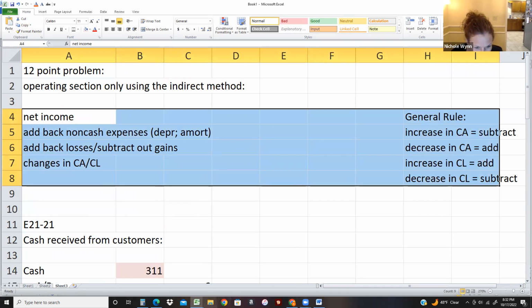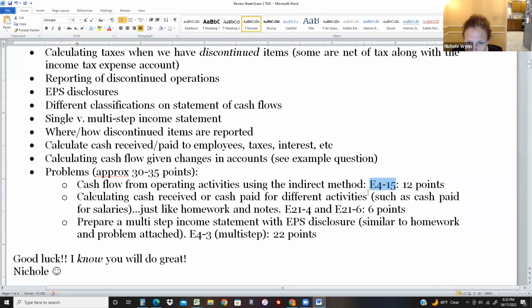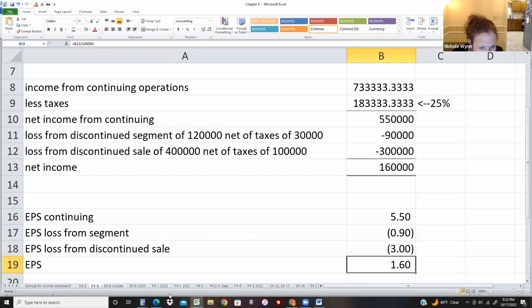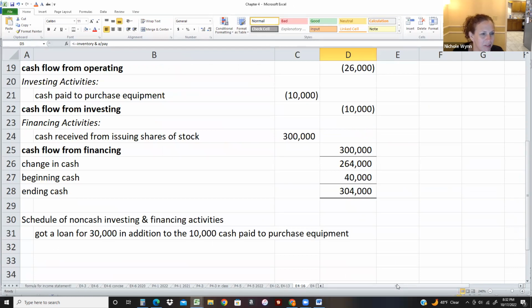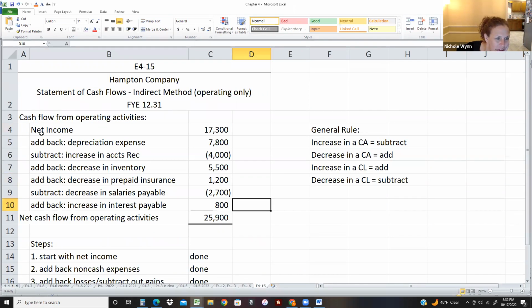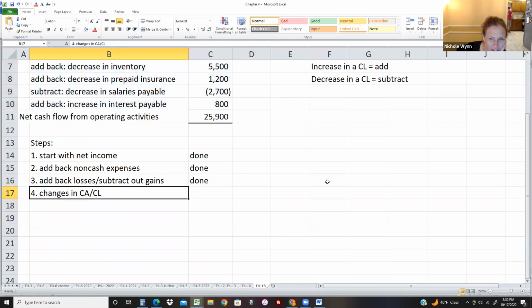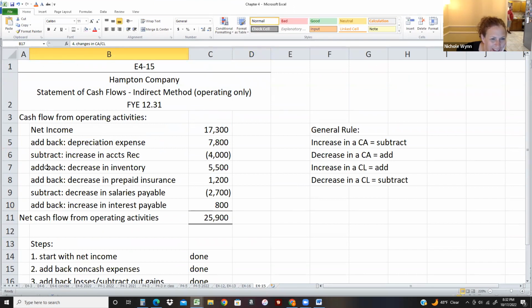So go back to exercise, which one did I tell you? Exercise 415. So let me glance at it real fast and just make sure it looks okay. So exercise 415, is it this one? One more next to it. There it is. Exercise 415. So we start with net income, we add back depreciation, and then we add and subtract out increases and decreases in current assets and current liabilities. And so you guys can check that and watch that video and rework this problem.